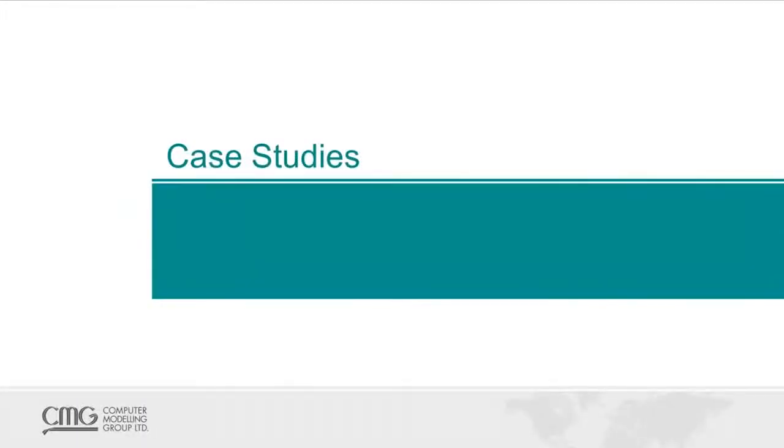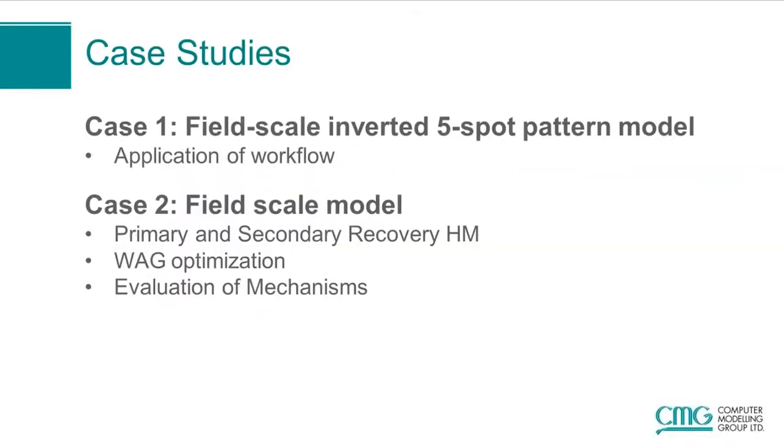So right now I'm going to show you some case studies. We have two case studies. Case number one is a field scale inverted 5-spot pattern model that shows the application of the modeling workflow. The second case is a field scale model where we have primary and secondary recovery production data, and we want to use this data to tune the reservoir model and then use the model for WAG optimization. Also in this case, I will show you the evaluation of some mechanisms for the WAG processes.